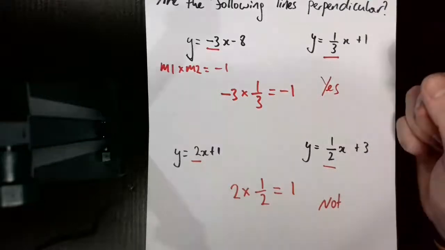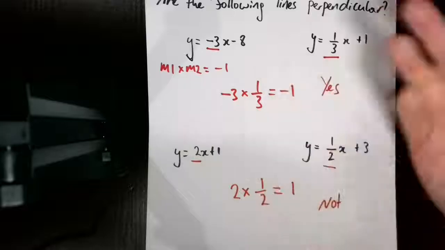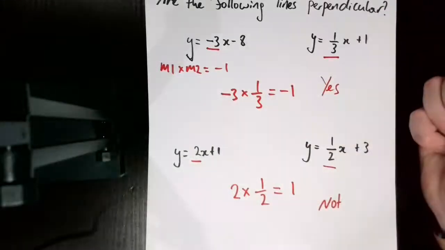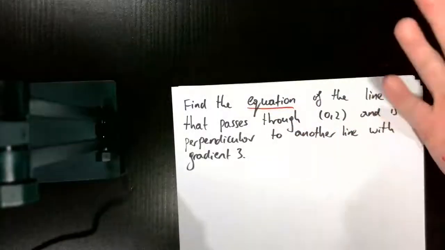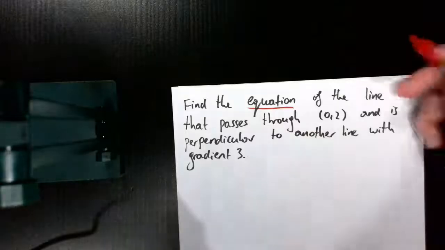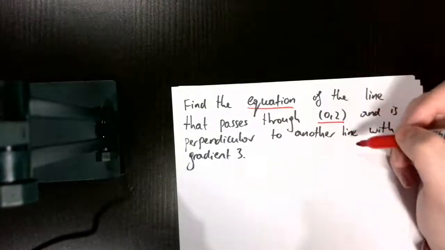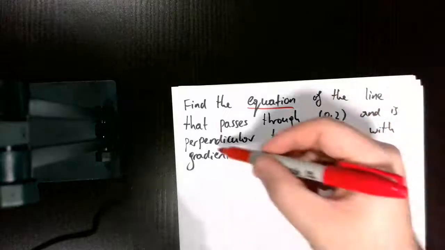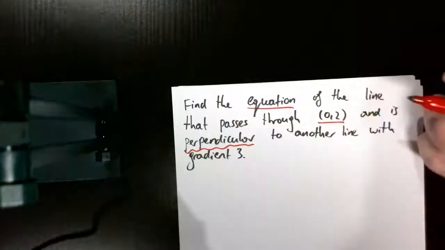So why don't we have a bit of a practice with actually finding the equations of lines that go through certain points and that are perpendicular to other lines. Okay, so this question here is asking us to find the equation, so we're going to find a new line, just like what we did in the last video, right? Of a line that passes through the point 0, 2, okay, so we have a coordinate, and is perpendicular, okay, so that's going to be important to us, okay, to another line with gradient 3. Okay, so it tells us what the gradient is.